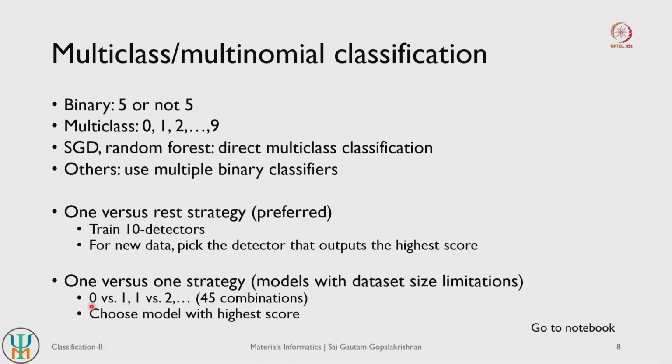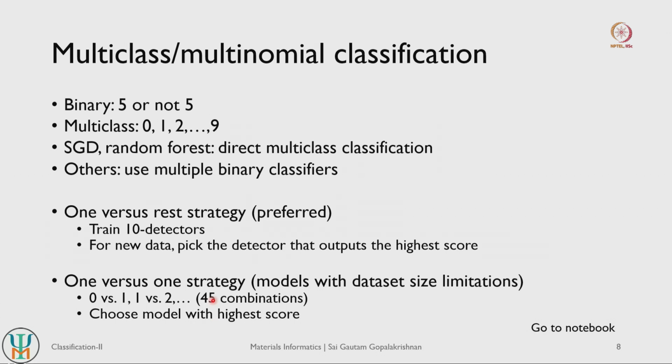One versus one is slightly more complicated. Here you do several combinations of binary predictions. For instance, we have 10 digits in our data set, so you can train a binary model to classify whether a digit is 0 or 1, 1 or 2, 2 or 3, and so on. You actually have 45 possible combinations, and in fact you train 45 different models, to classify whether an incoming image is 0 or 1, or 1 or 2, and so on. Among these 45 models, for a new data point you once again choose the model with the highest score.